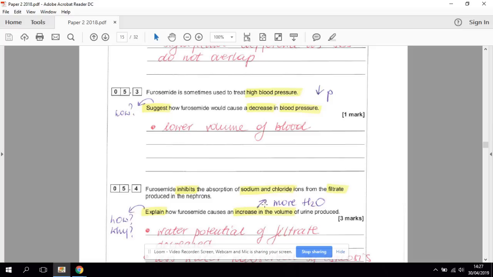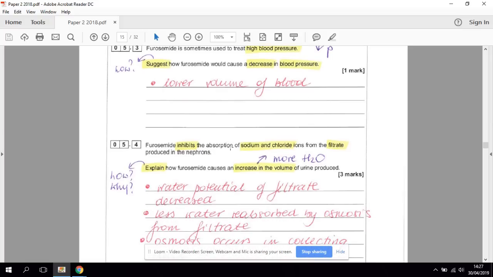So that will then of course lower the volume of the blood, okay, because we've got the high blood pressure. High blood pressure means lower volume. That's where the answer is coming from.